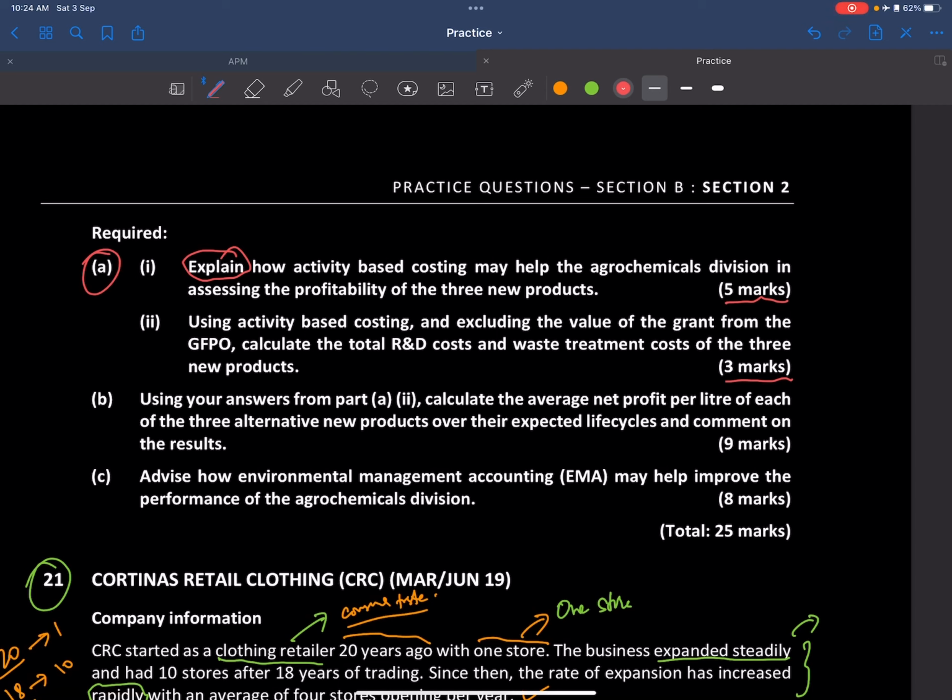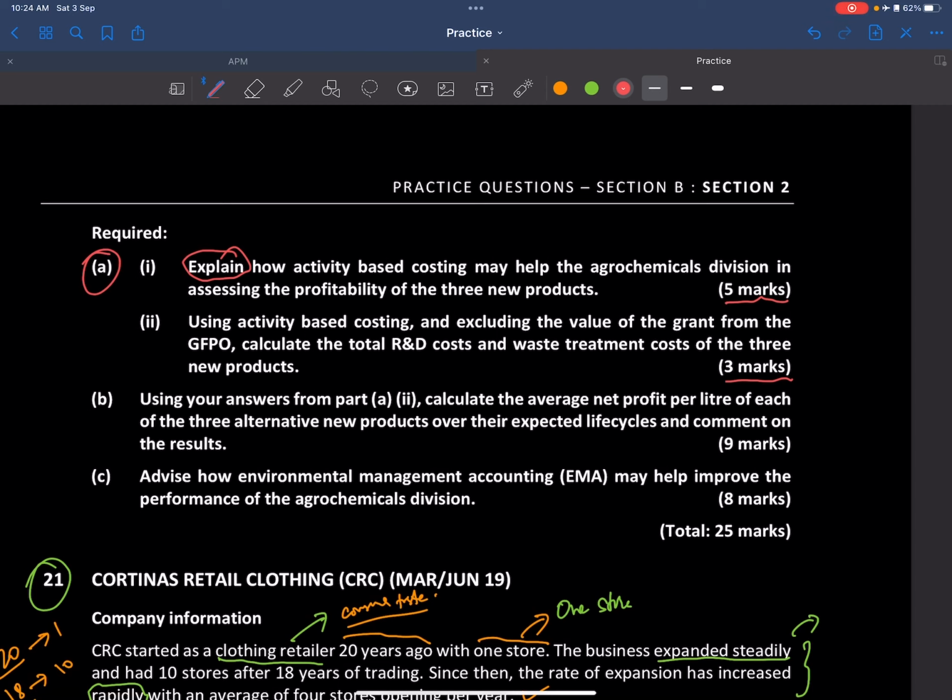Similarly for the second one, again using activity-based costing and excluding the value of the grant from the GPO, calculate total R&D and waste treatment cost of the 3 products. We just need to calculate only, excluding the value of the grant, R&D cost and then waste treatment cost. So without grant, that can be done.